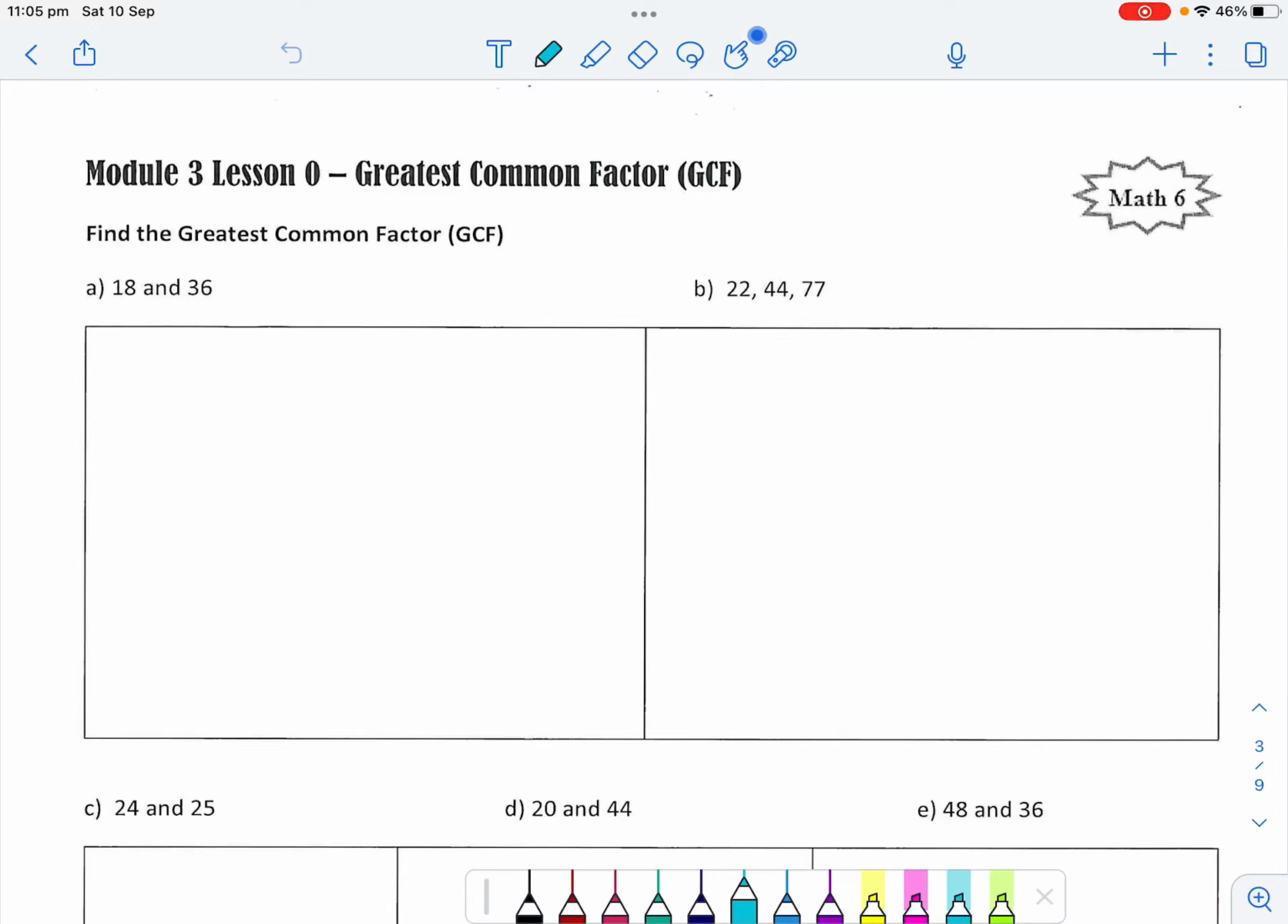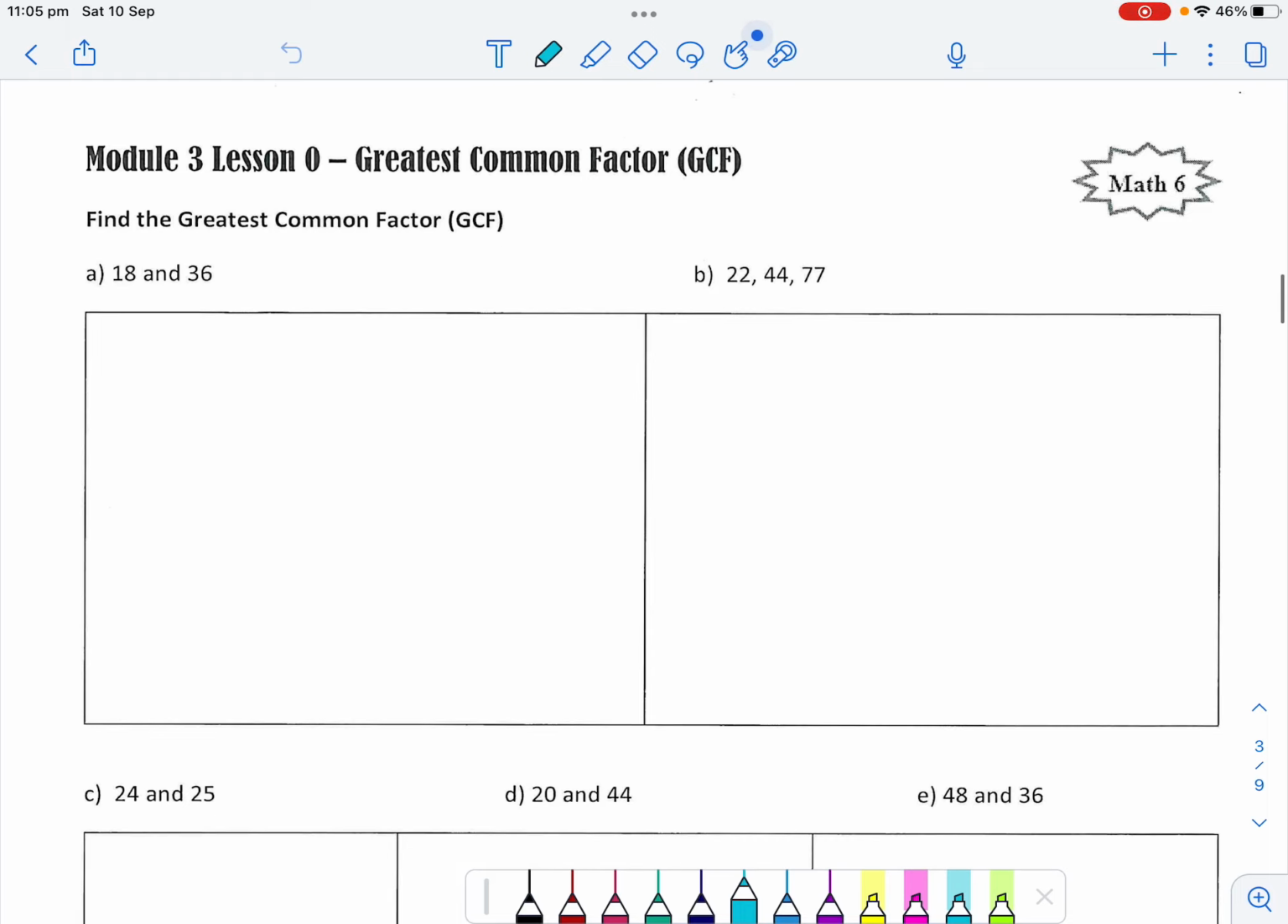Hey everyone, today we are going to expand on the skill that we worked on yesterday. And we are going to use our knowledge of factors to help us find the greatest common factor. Now in math, the greatest is going to be the biggest. So when we're talking about the greatest common factor, we're talking about the biggest of something. And then common is going to be something that they have that's the same.